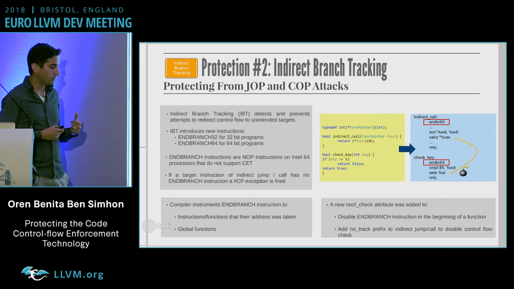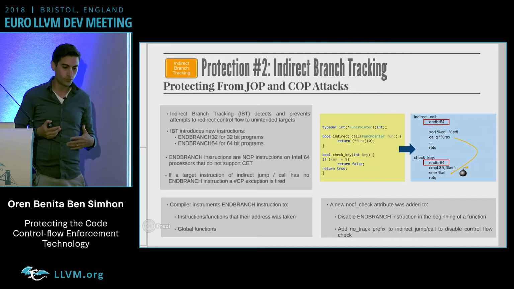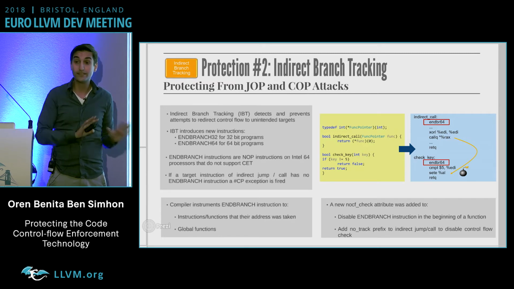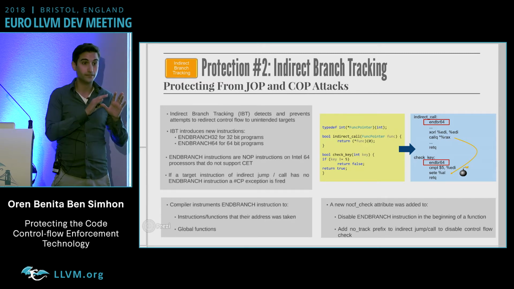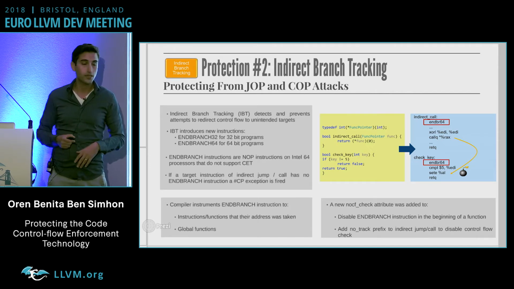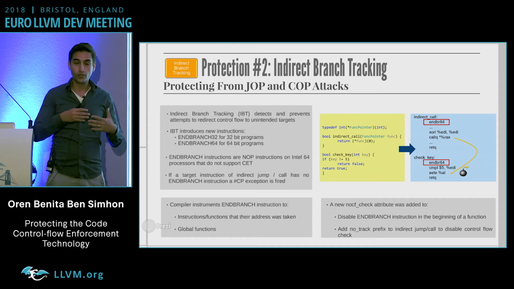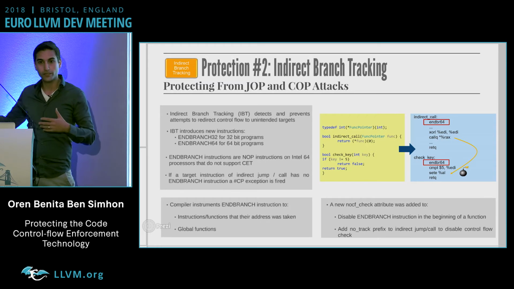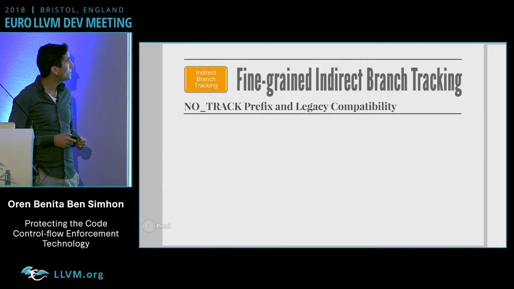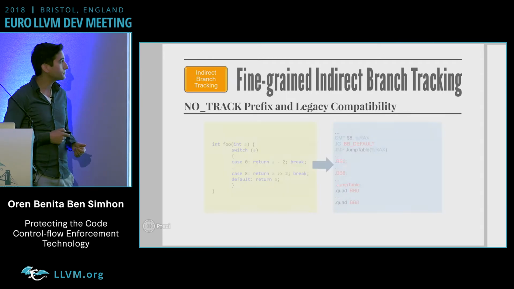Another thing is sometimes you don't want to instrument the end branch instruction. For example, in cases where you know that this jump is okay, is safe. The index is checked, the targets are checked, everything is okay. You don't need to add the end branch instructions. So in that case, we can add the no track prefix, and the CPU state machine will not look for the end branch instruction after the indirect branch. I'll show you an example of that. So in order to do fine-tuning of indirect branch tracking, we have the no track prefix.